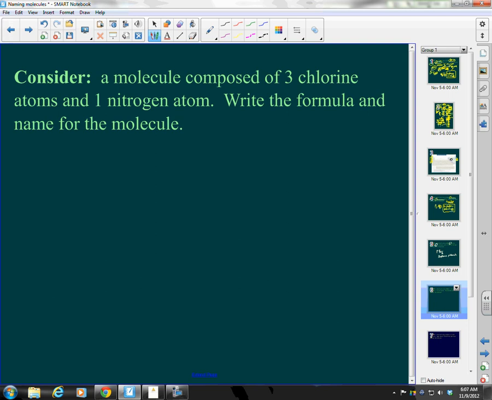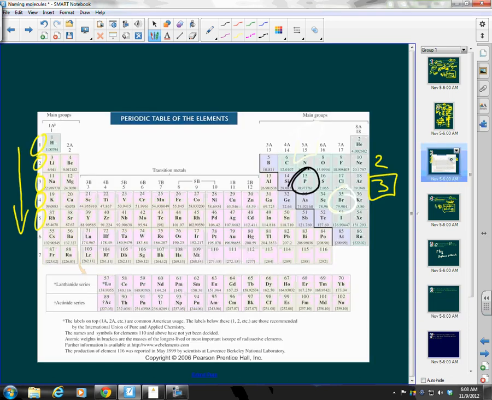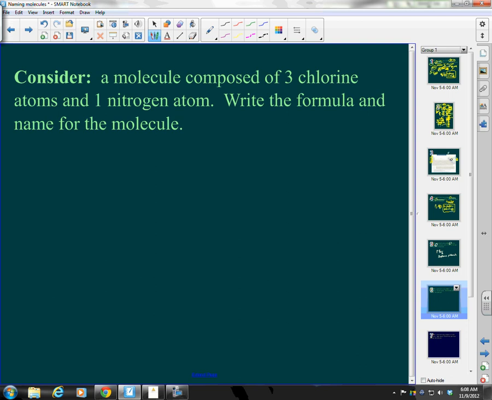I have a molecule composed of 3 chlorine atoms and 1 nitrogen atom. You guys do this and give me the answer. All right. Chlorine is here, nitrogen is here, which is in the lower group. Nitrogen, so I'm going to put nitrogen first. Nitrogen, chlorine. How many nitrogens do I have? I have 1, so I don't write a subscript. I have 3 chlorines.